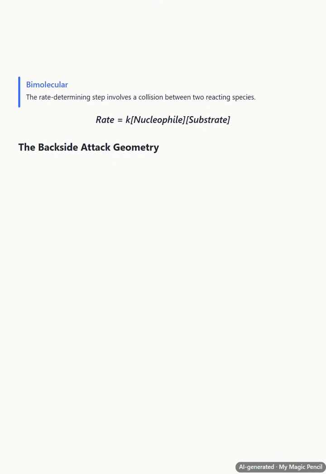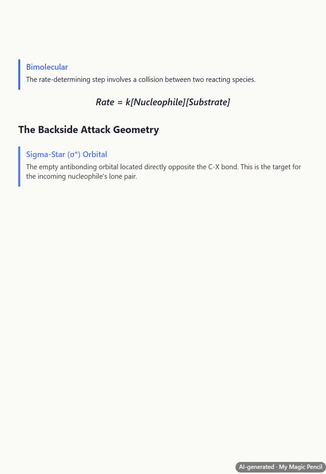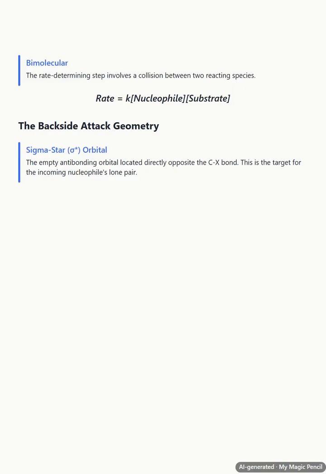Why does the nucleophile always attack from the back? It's not just to avoid crowding, it's a fundamental rule of molecular orbitals. The carbon-leaving group bond has an empty antibonding orbital, the sigma star, with its largest lobe pointing directly opposite the leaving group. To donate its electrons, the nucleophile must target this exact spot.